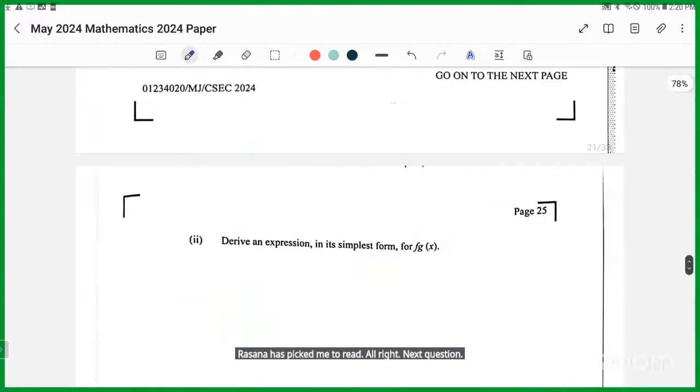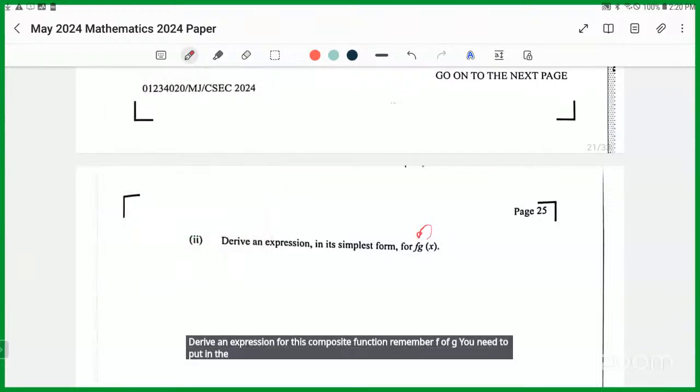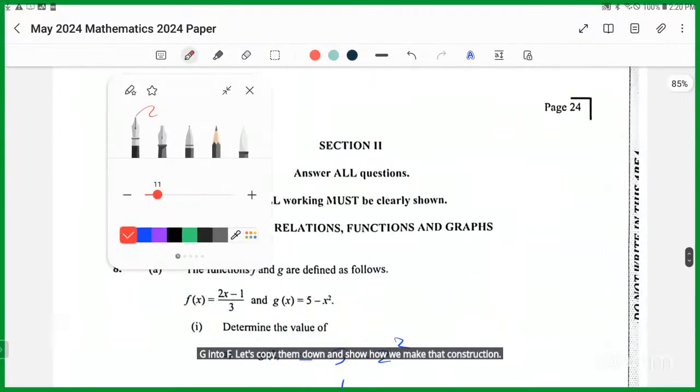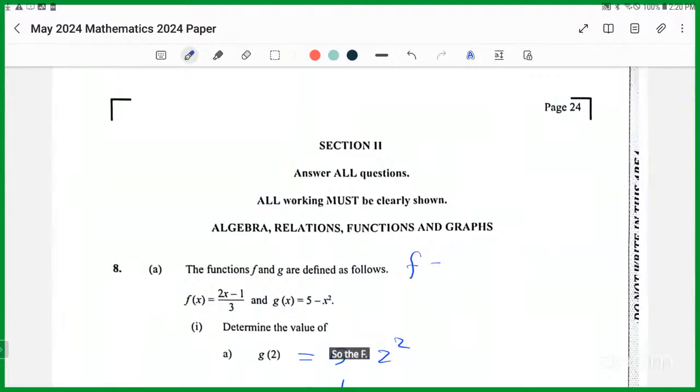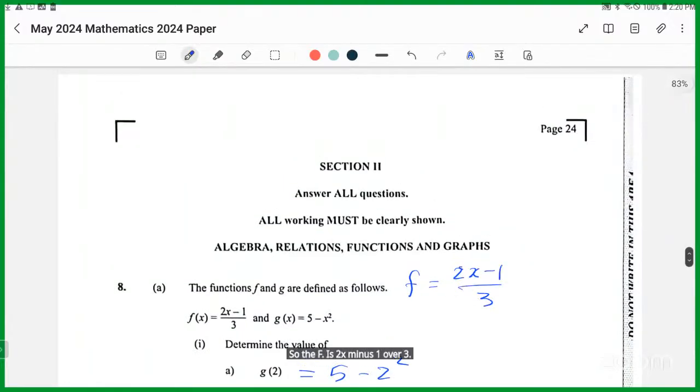Derive an expression for this composite function. Remember, f of g means to put the g into the f. Let's copy them down and show how we make that construction. So the f is 2x minus 1 over 3. And the g is 5 minus x squared.